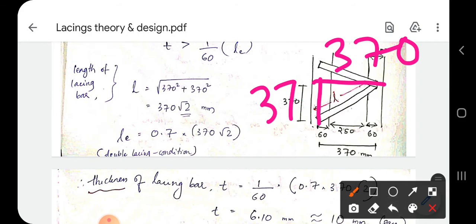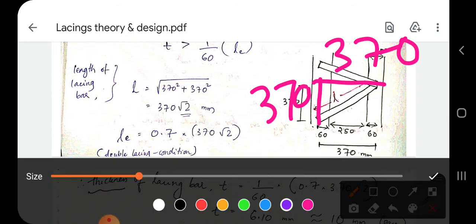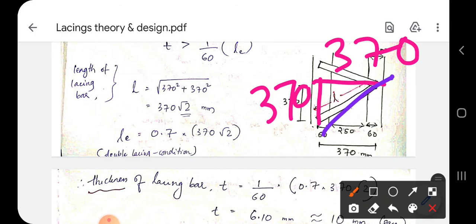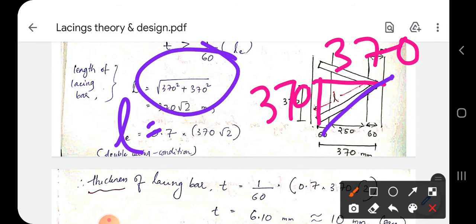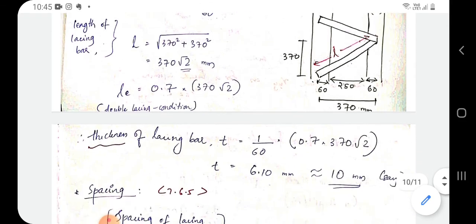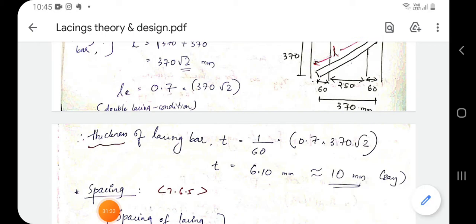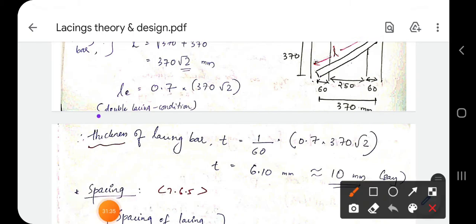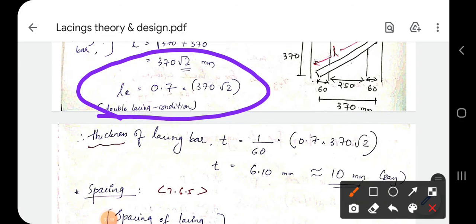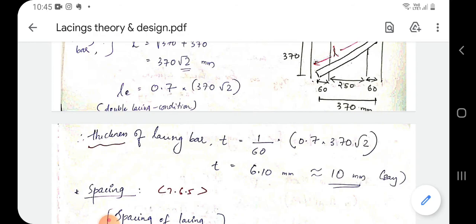So we can find the length of the lacing system as, L is equal to root of 370 square plus 370 square, equal to 370 into root 2. That is the length of the lacing member. So effective length for a double lacing system is equal to 0.7 times the length of the member. So we got the answer.